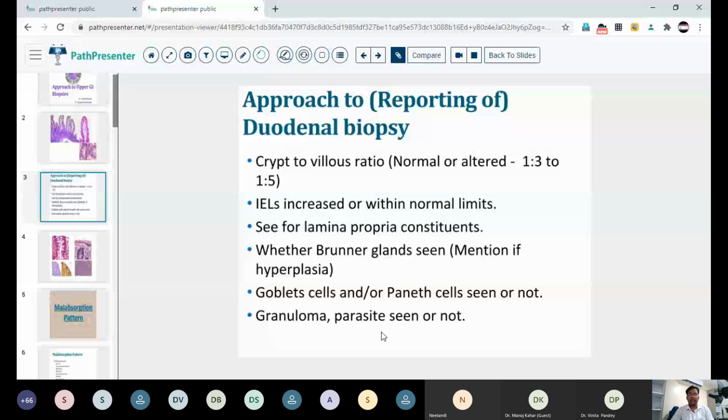Then check whether the other normally expected cells are present or not, like the goblet cells or Paneth cells. If those are absent, it may be something like autoimmune enteritis, where the circulating antibodies against enterocytes are destroying the cells. That's why you may not be getting the normally expected goblet cells or Paneth cells. Then, as we are practicing in the Indian continent, the presence or absence of granuloma has to be mentioned, and also the presence or absence of parasite.